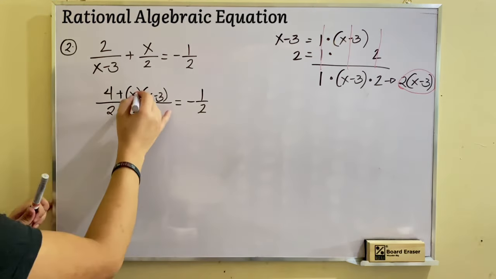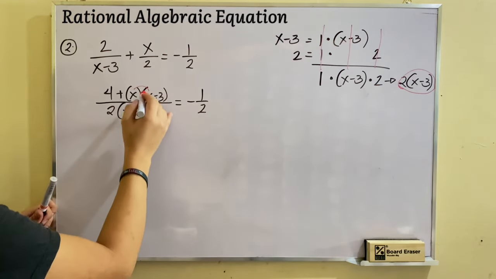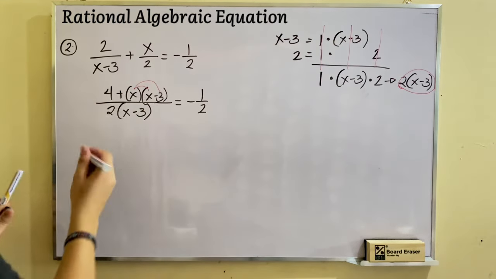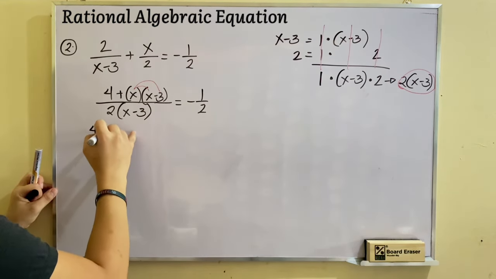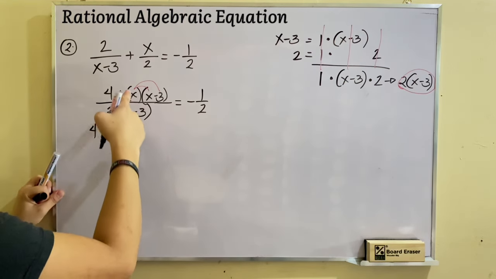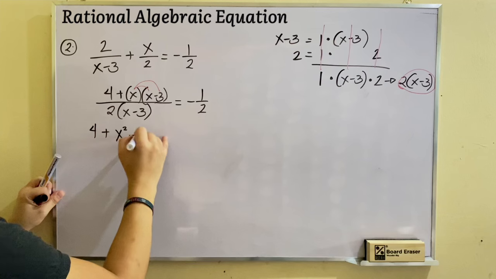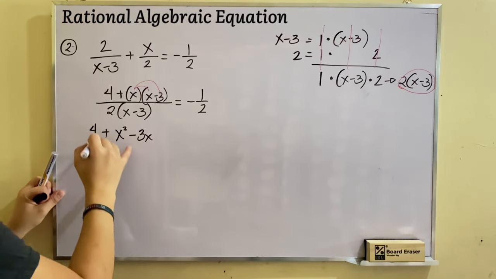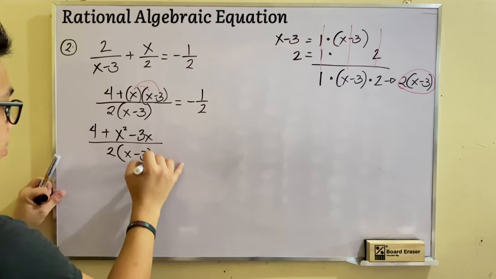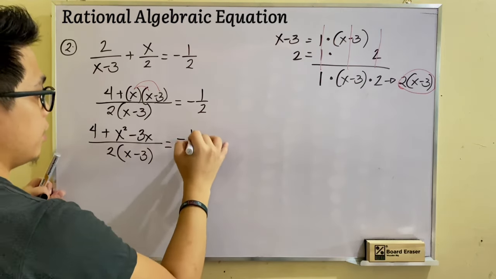After that, simplify natin ito. X times x and x times negative 3. So 4 plus x times x is x squared. X times negative 3 is negative 3x over 2 times x minus 3 equals negative 1/2.